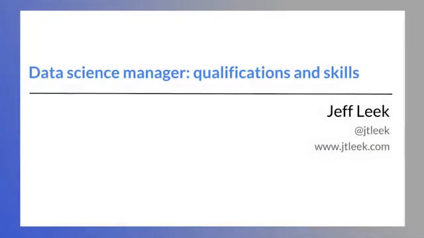The last member of the data science team is a data science manager. So I'm going to talk a little bit about the qualifications and skills. These might be your qualifications and skills if you're taking this class. So, what does a data science manager do?